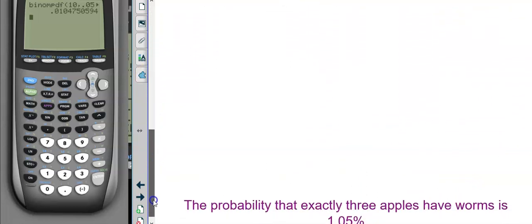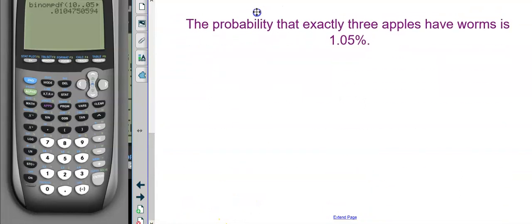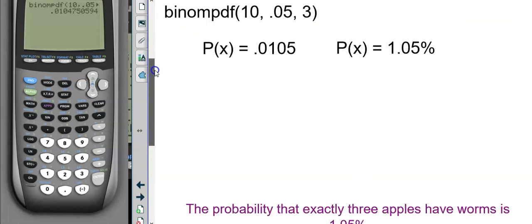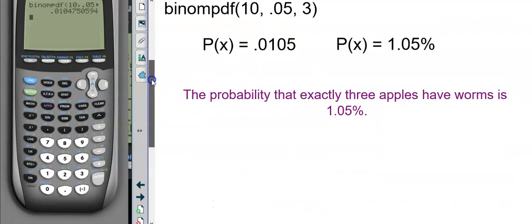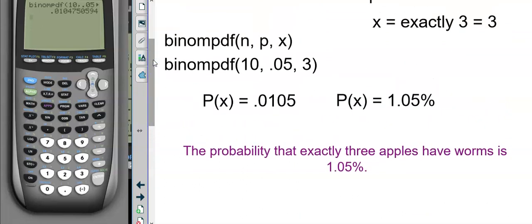I thought it was going to take more space than that, so I didn't put the answer there. So the probability that exactly 3 apples have worms in them is 1.05%. It's a low percent, so it really is not going to happen most likely. Or if it does, it's going to be very low. Kind of, sort of. All right, so let's go to example 2 now, guys.